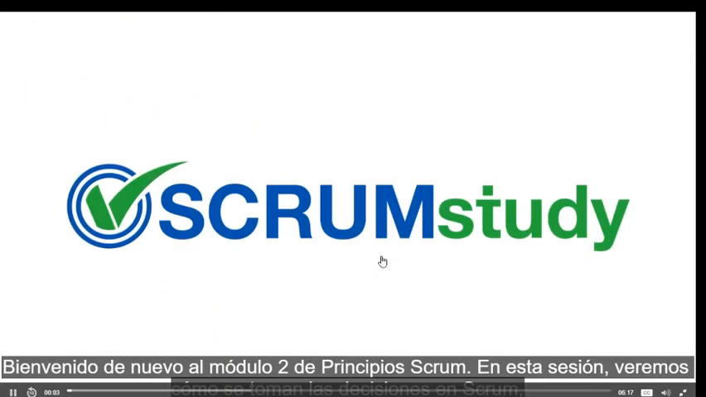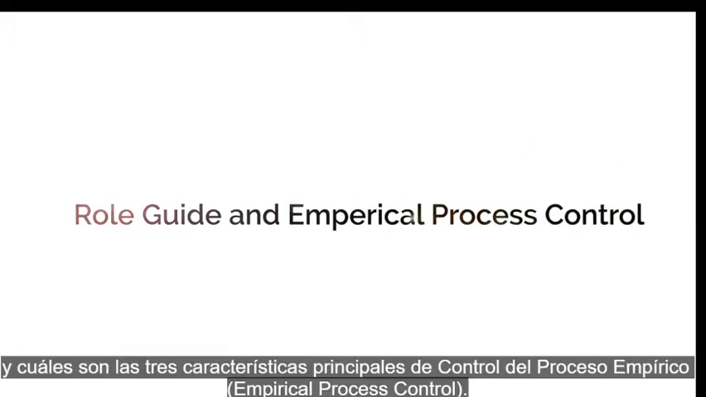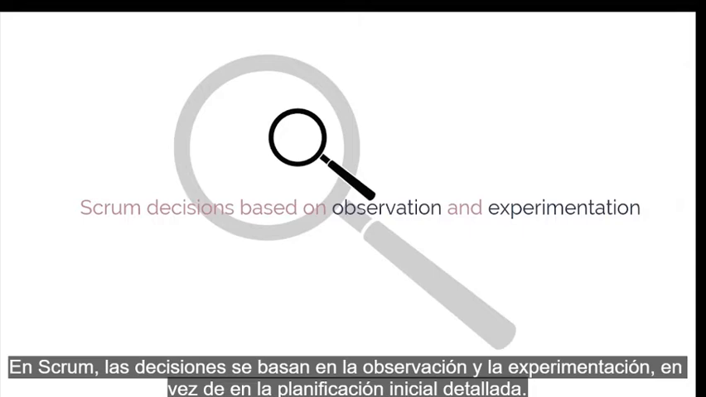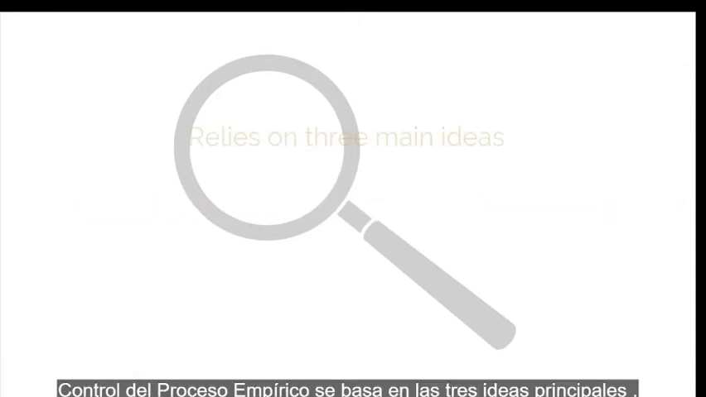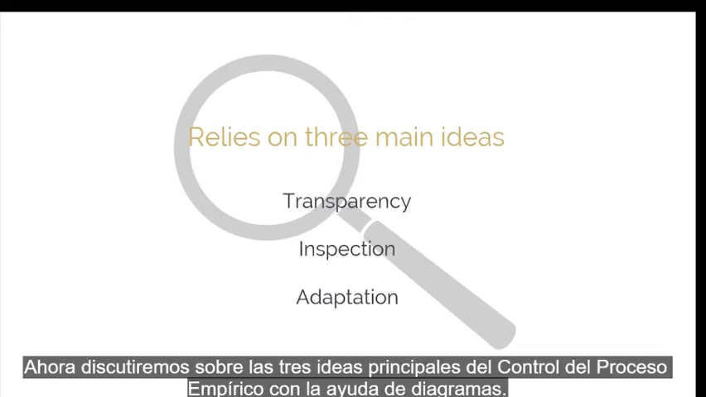Welcome back to Module 2, Scrum Principles. In this session, we'll see how decisions are made in Scrum and what the 3 main characteristics of empirical process control are. In Scrum, decisions are based on observation and experimentation rather than on detailed upfront planning. Empirical process control relies on 3 main ideas of transparency, inspection, and adaptation.